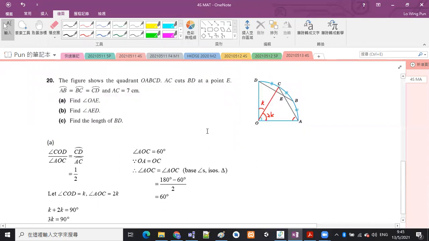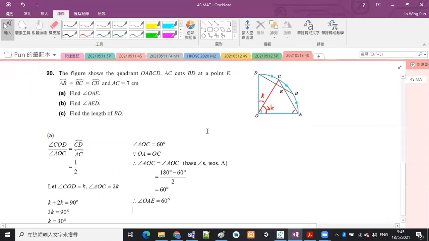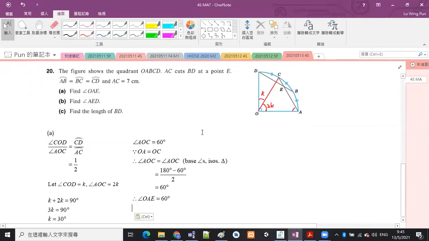Okay, sorry. Wait. 我呢度寫錯咗，呢兩個寫錯，應該係 OAC and OCA. Sorry, OAC and OCA. This one is angle OAC. And this one is angle OCA.